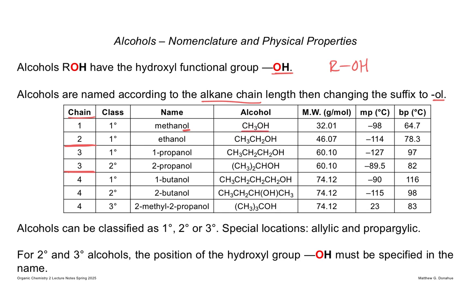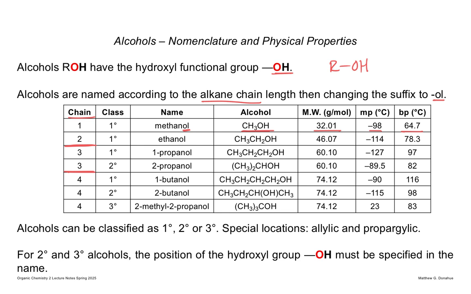We see the structure there is CH3OH, with molecular weight, and then melting and boiling point. The influence of the hydroxyl group on a molecule is that because it can hydrogen bond, it definitely increases the boiling point quite a bit. We'll learn about ethers as well, and when you remove that hydrogen bond capability, the boiling points typically decrease.